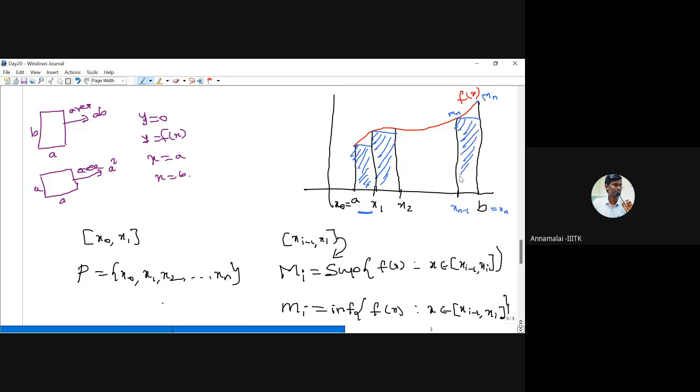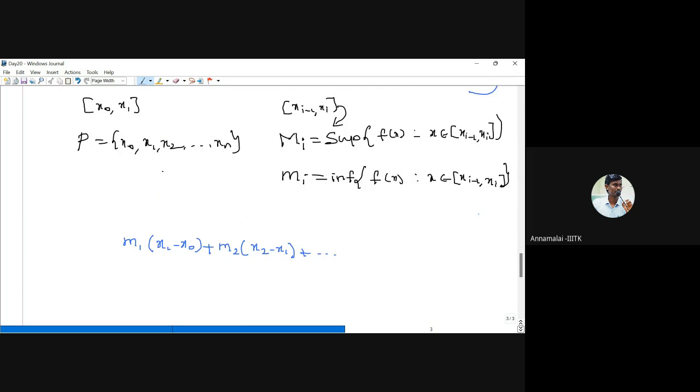Now what is the area of this rectangle? Base into height. What is the height? Small m suffix n. What is the base length? xn minus xn minus 1. So therefore, and so on, plus mn into xn minus xn minus 1.